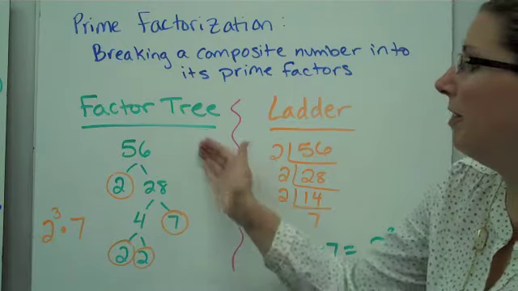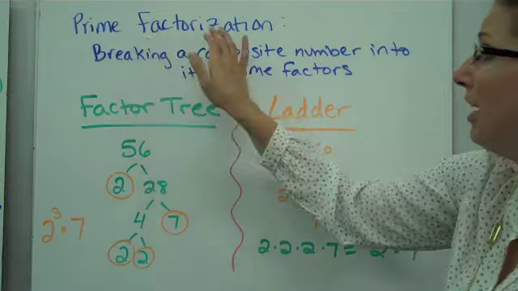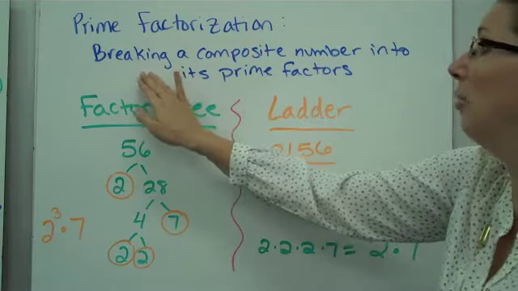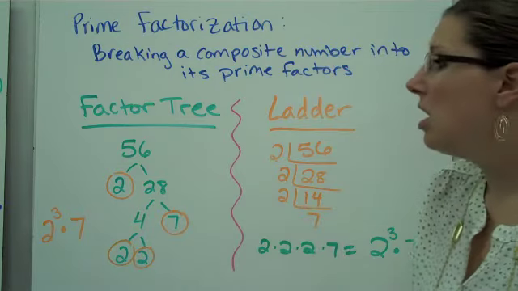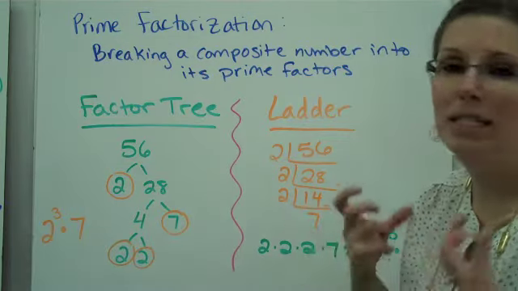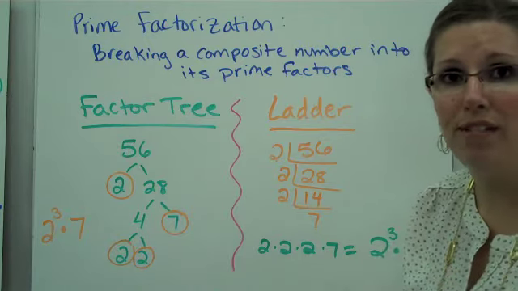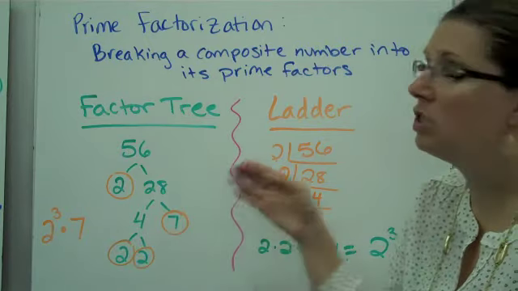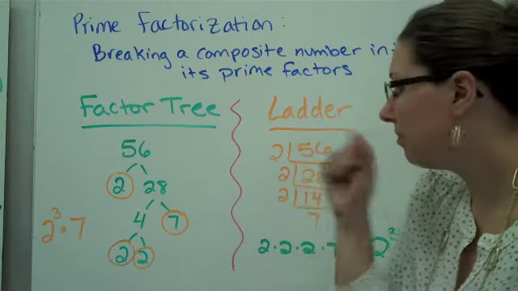So if I take the number 56, I need to break it down into its prime factors. Prime factorization is just that, breaking a composite number into its prime factors. So I need to ask myself, what times what equals 56? Well, I know it's even, so 2 goes into 56. 2 goes into 56 28 times. 2 is a prime number, so I circled it.